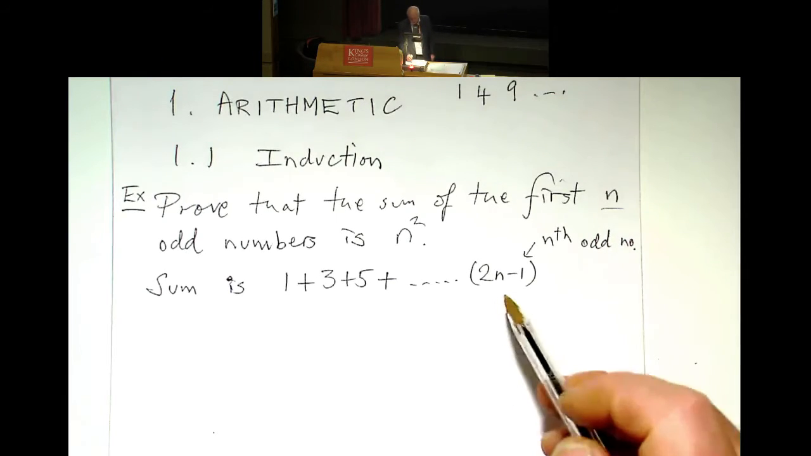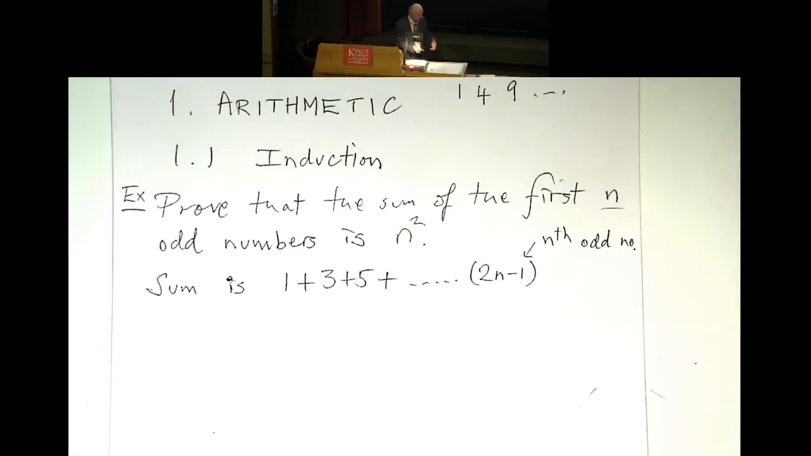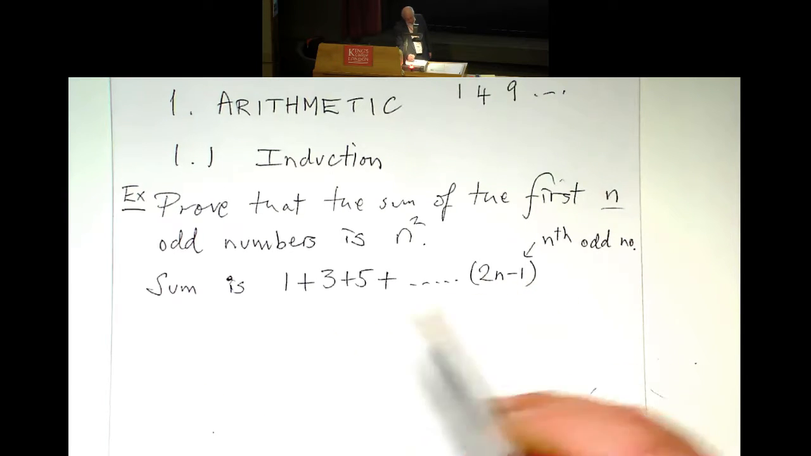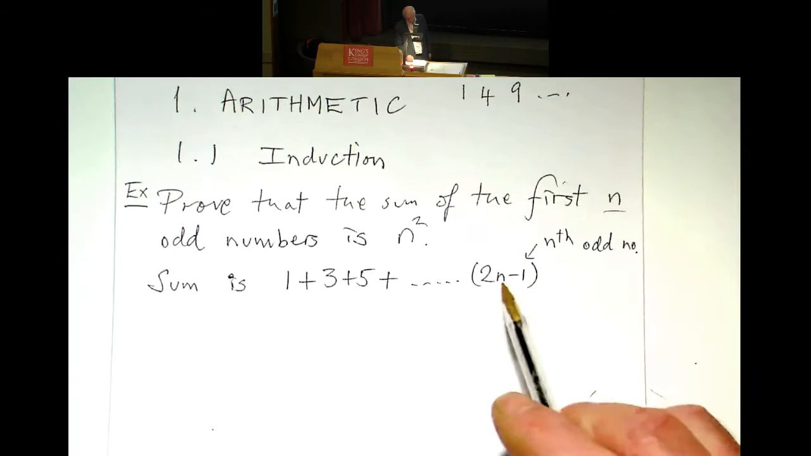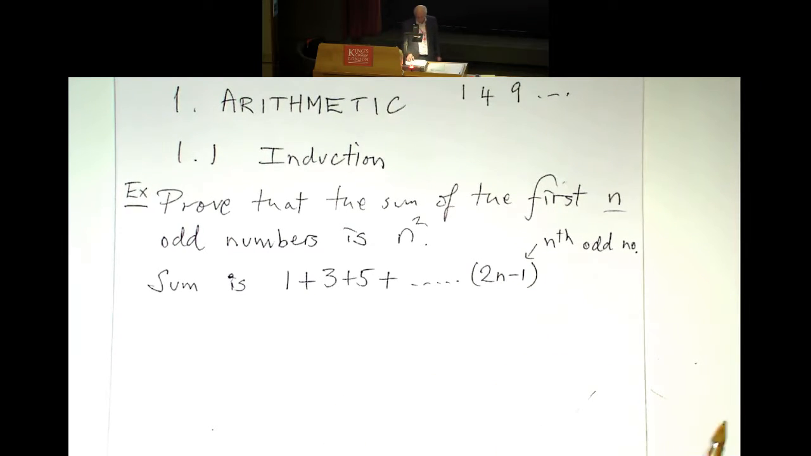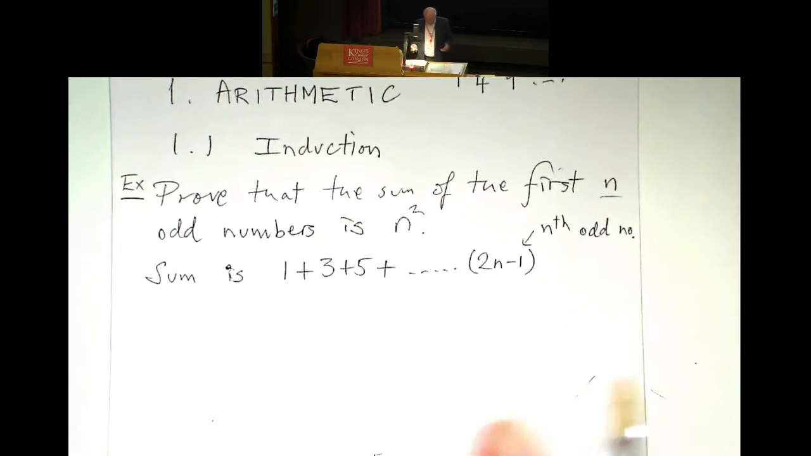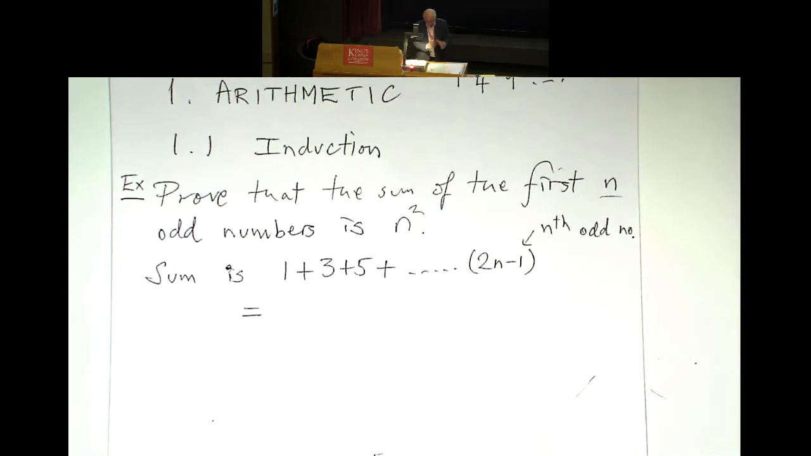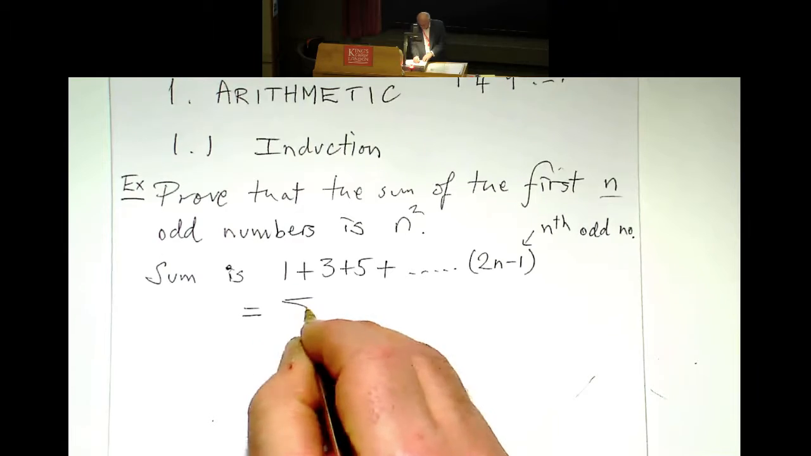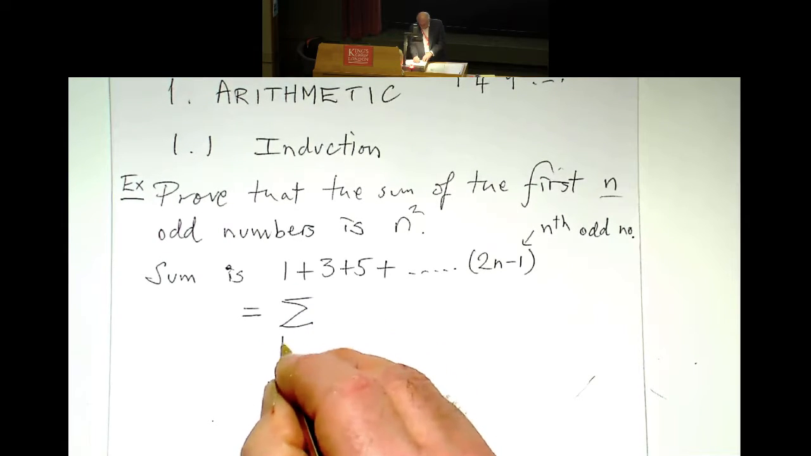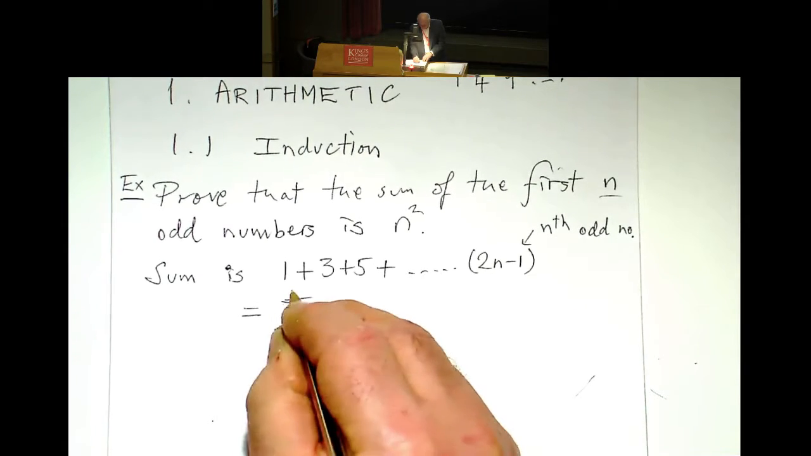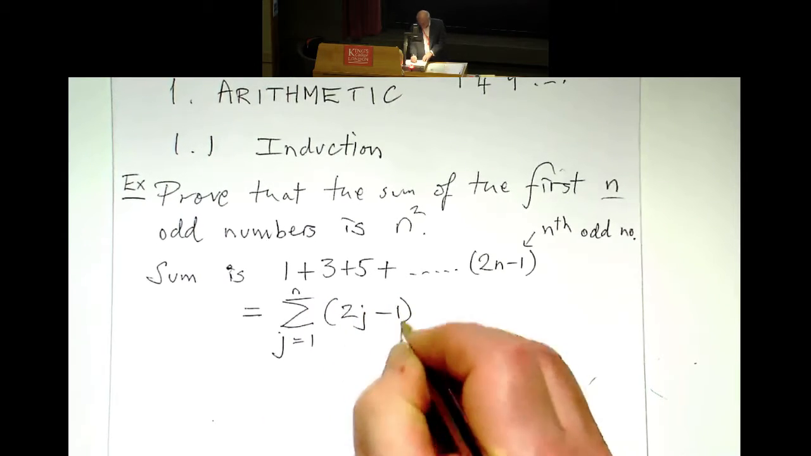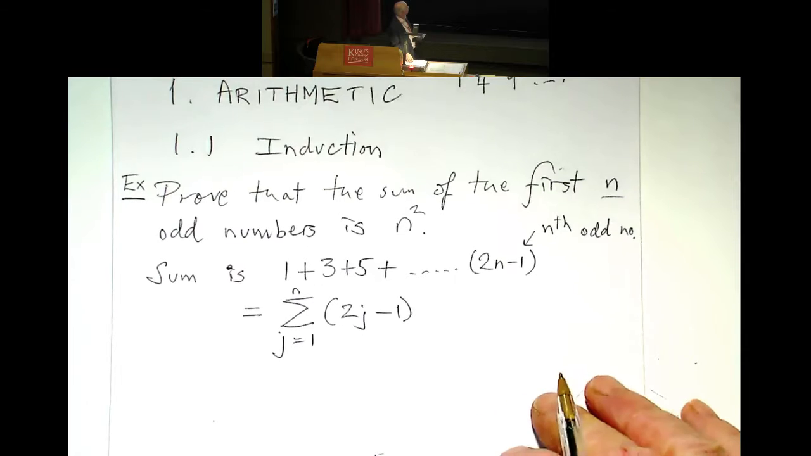It might be 2n plus 1, but you check this: when n is 1, it's 1, which is correct. When n is 2, it's 3, which is correct. So that's the sum we want. If you do analysis, you might want to convert that into sigma notation. So that's the summation from j equals 1 to n of 2j minus 1, because each odd number has the form 2j minus 1.